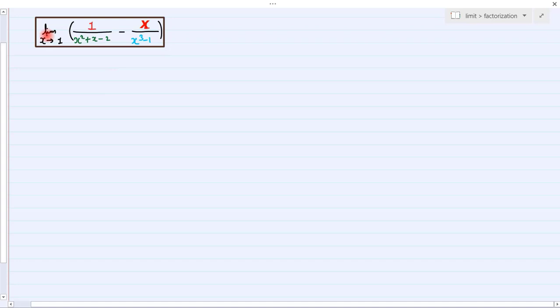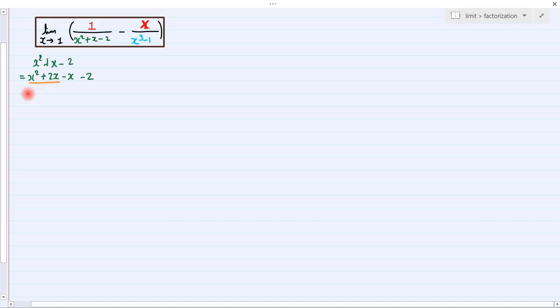In this question, we have to find limit x tends to 1 of 1 upon x square plus x minus 2 minus 2 upon x cube minus 1. Before we take LCM, we have to find the factors of x square plus x minus 2. For that, let's split the middle term as 2x minus x. Minus 2 will be as it is.